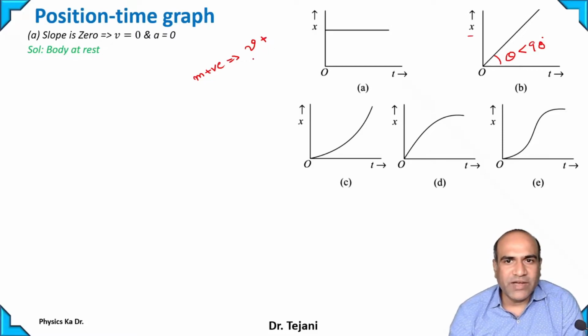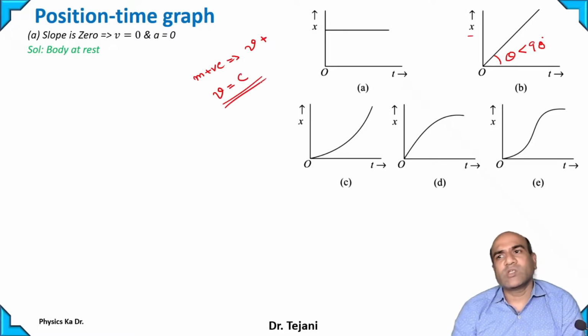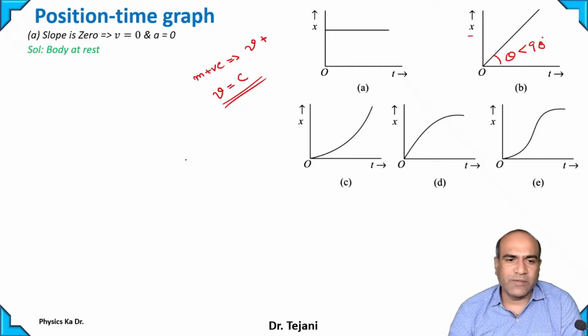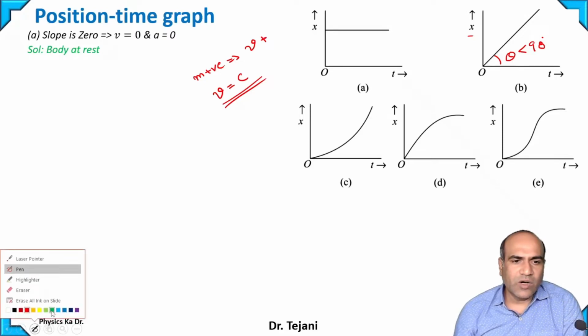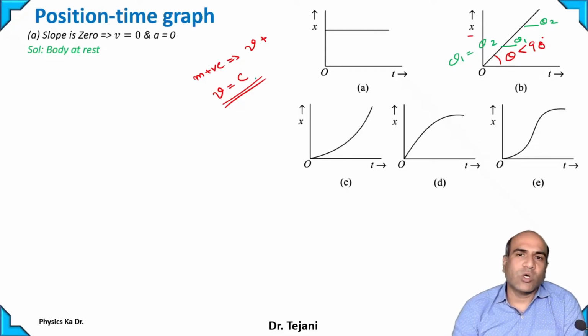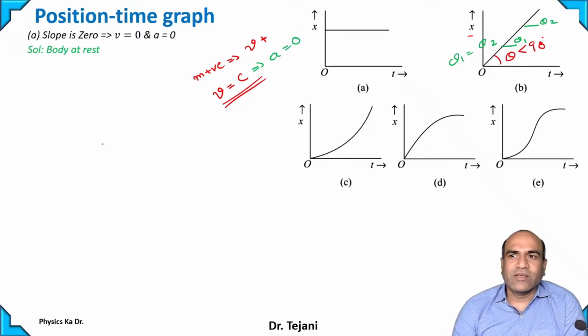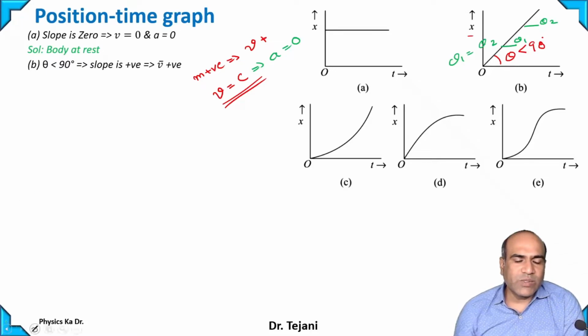So first we identified that velocity is positive. What about acceleration? Here velocity is constant because slope is constant. The slope is not changing. If you see the angle of the slope, that angle is theta 1, that angle is theta 2. We know that theta 1 is equal to theta 2. Slope is constant. That means acceleration is 0.